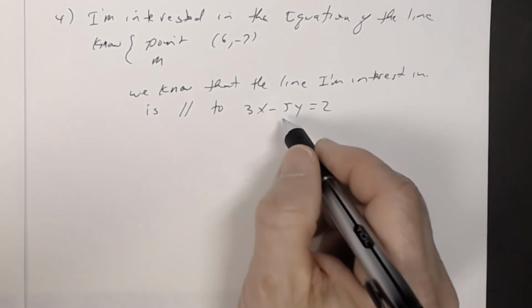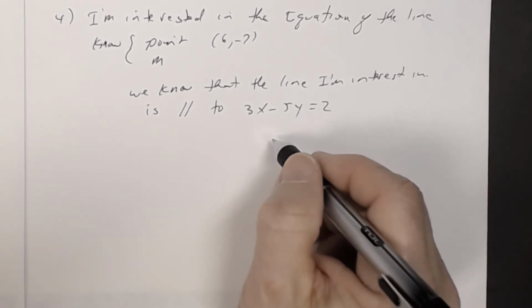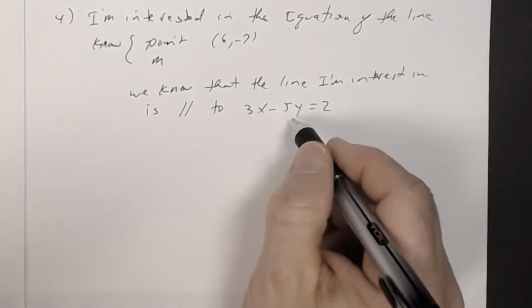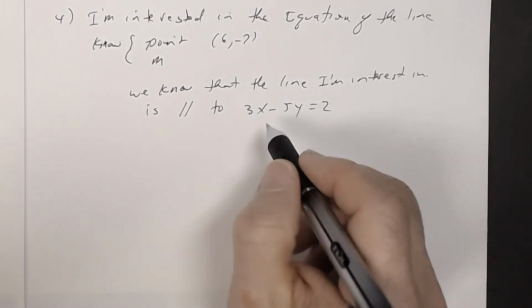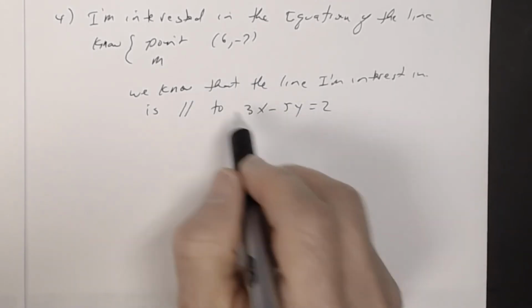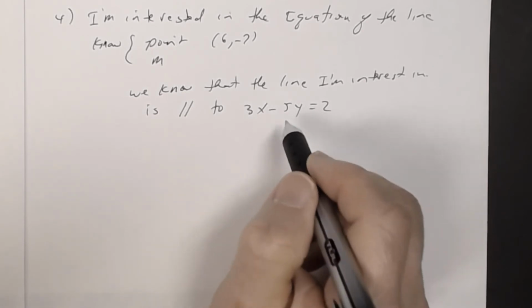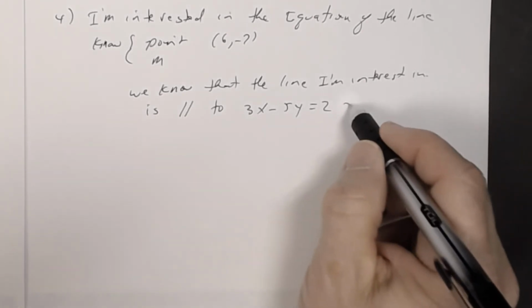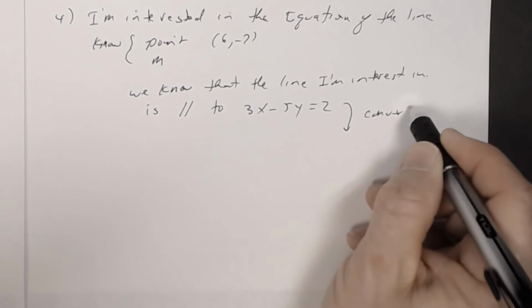So if I'm going to find the slope of this line, I need to convert this to slope-intercept form. If I can find the slope of this line, then I know the slope of that line. They're parallel, so the slopes are equal. So let's go ahead and write this in slope-intercept form.